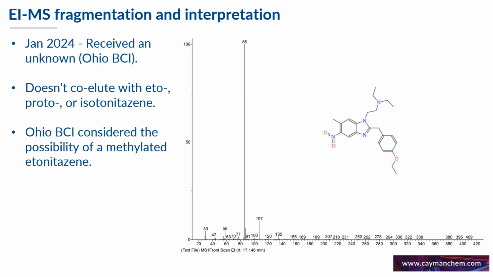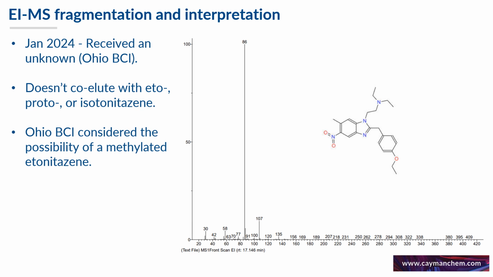And here I'll walk you through a recent unknown that was sent to my colleague Nathan Lale in January of 2024. Tom Black from Ohio BCI had a seized sample that didn't coelute with adenitazene, protonitazene, or isodonitazene. He sent over the spectra to Nate with a suggestion that it might be 6-methyladenitazene. The mass had an additional methyl group.